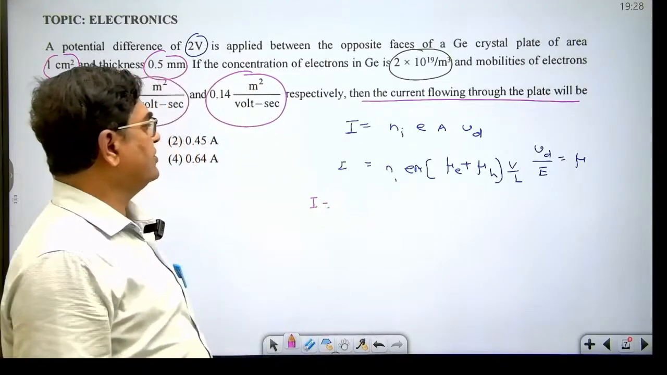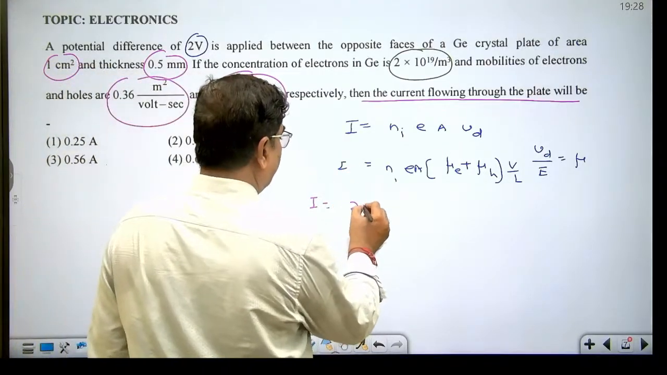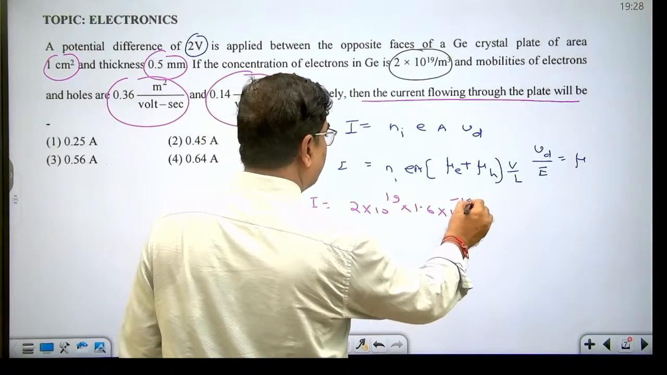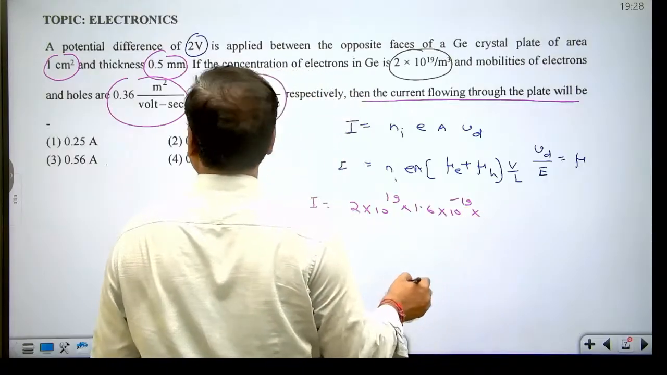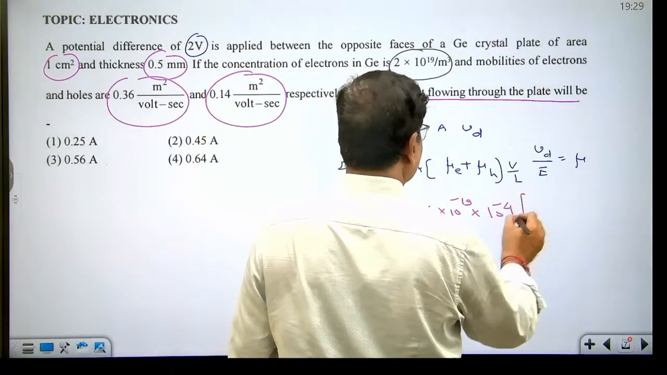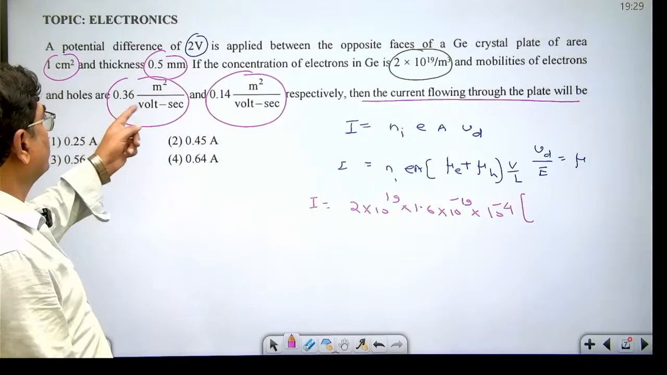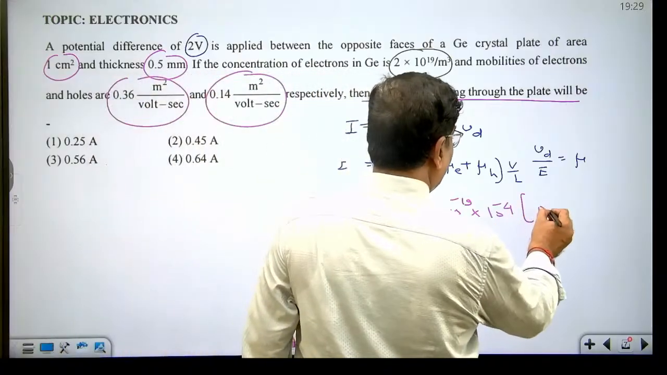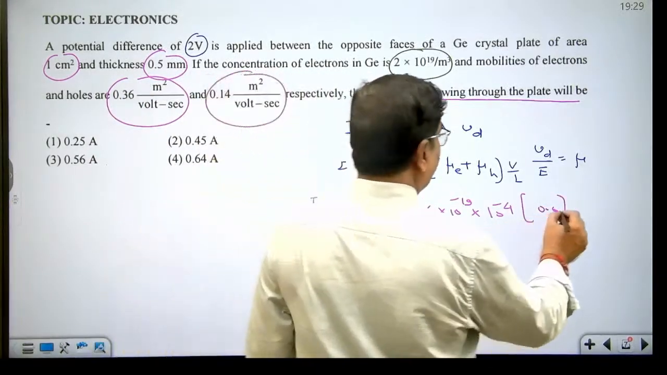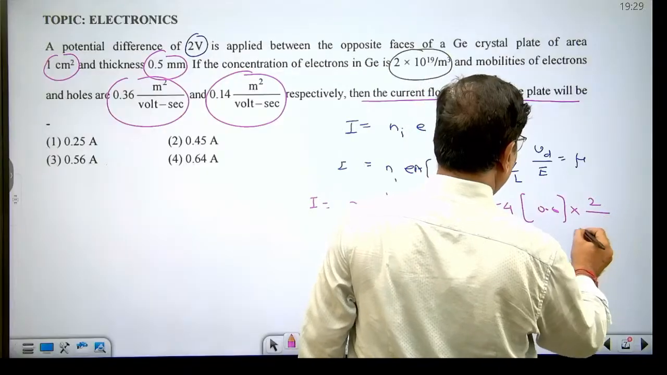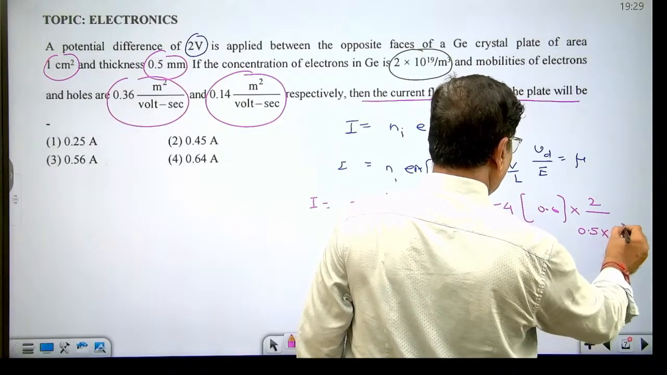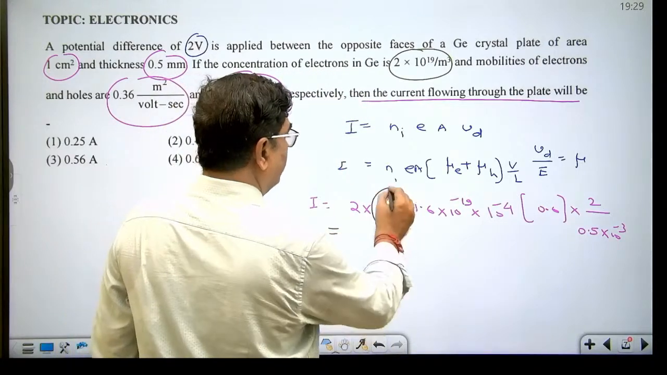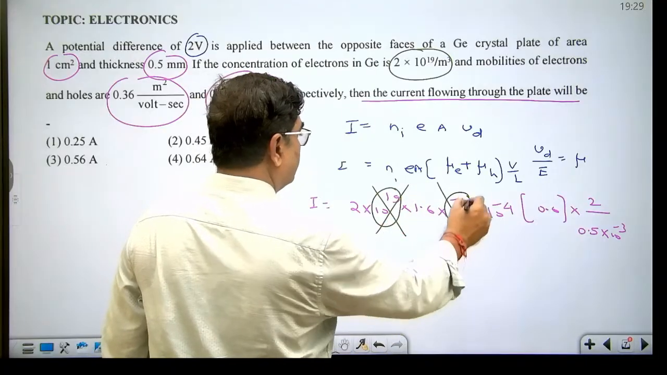So dear student, in this question, what is n_i? This is 2 into 10 power 19. Electronic charge is 1.6 into 10 power minus 19. Cross section area is 1 centimeter square, that is 10 power minus 4 meter square. What is mu e plus mu h? mu e equal to 0.36 and mu h equal to 0.14, so 0.5. Then into V upon L, V is 2 and L is 0.5 millimeter. After solving this, we will get 10 power 19 and 10 power minus 19, this will get cancelled.